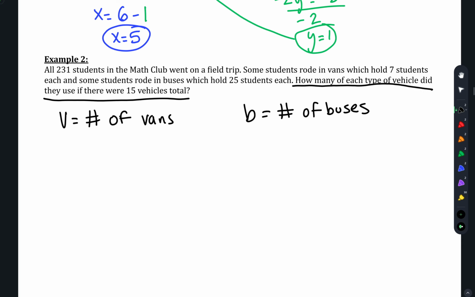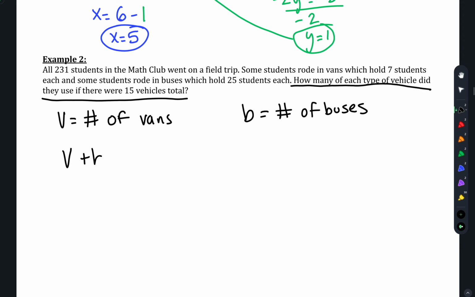I need 2 equations. Can somebody help me write those 2 equations for this scenario? I'm looking for totals here. Do we see totals? How about a total for how many vehicles they are bringing total? It says in the question there are 15 total vehicles, so that means a combination of vans and buses makes 15 total vehicles. That's one equation.